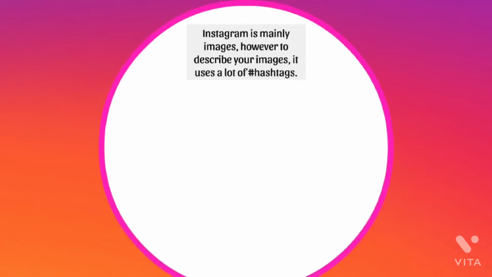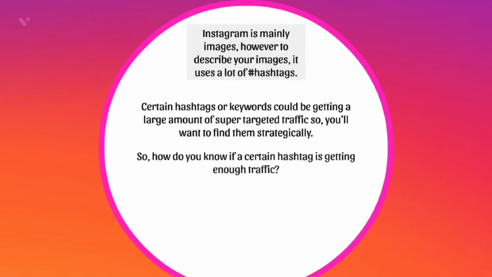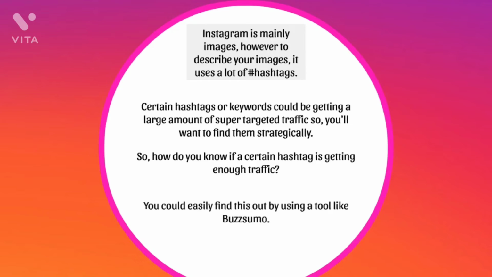Okay, so like I said, Instagram is mainly images. However, to describe your images, it uses a lot of different hashtags. So you don't want to just use a bunch of random tags. You want to use hashtags that are actually getting traffic. Now, certain hashtags or keywords could be getting a large amount of super targeted traffic, so you'll want to use them strategically. So the question is, how do you know if a certain hashtag is getting enough traffic? Well, you could easily find this out by using BuzzSumo and other tools as well.